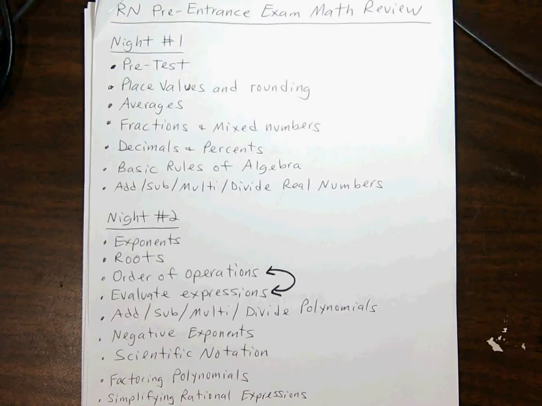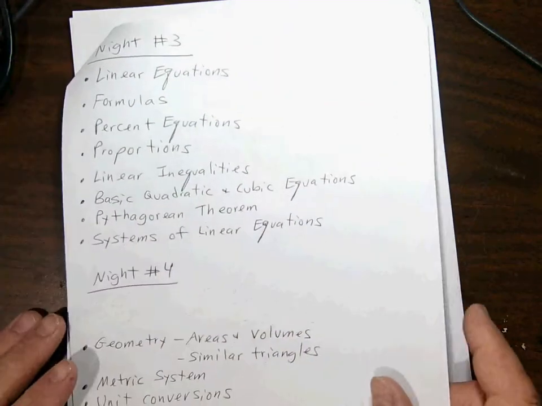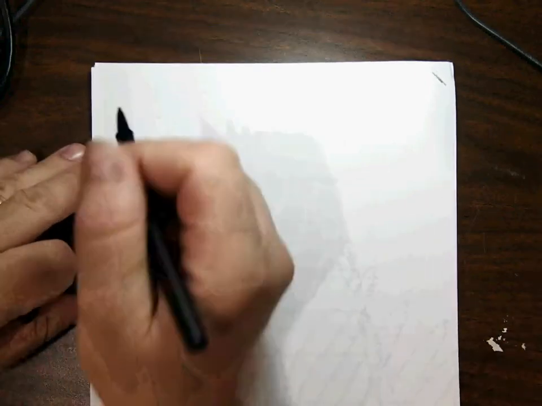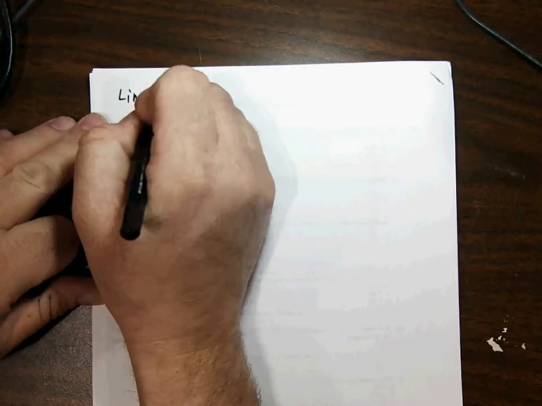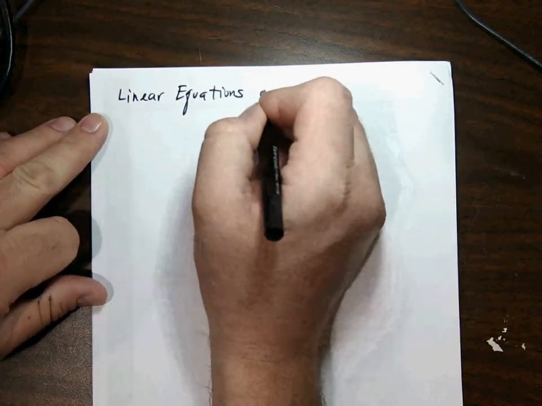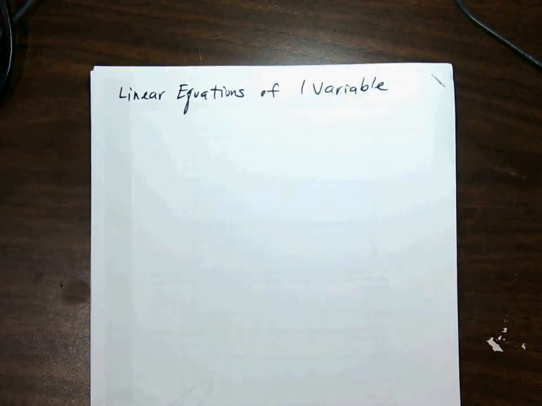So, alright, well, we're trucking right along. We're going to start in now on night 3, linear equations. Okay, we're going to finally start solving equations, and we use that for a whole host of things, okay? So let's get cracking here. Alright, linear equations of one variable, to be a little more specific on what we're doing. Okay, one variable for now.